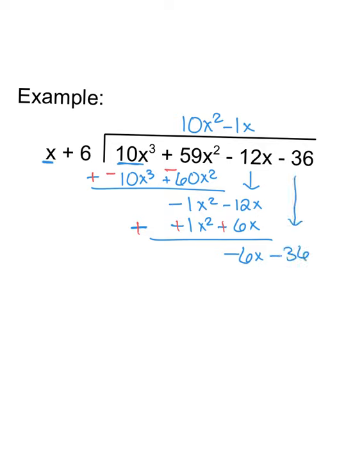And again, looking at the first terms, x times what gives me negative 6x? Negative 6. Multiply, negative 6x, and then negative 36. We're going to subtract. I keep change. Negative 6 plus 6 is 0. Negative 36 plus 36 is 0. So my remainder here is 0. So my answer is 10x squared minus 1x minus 6.